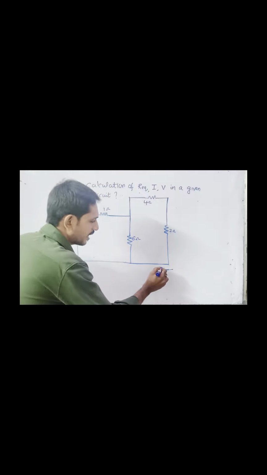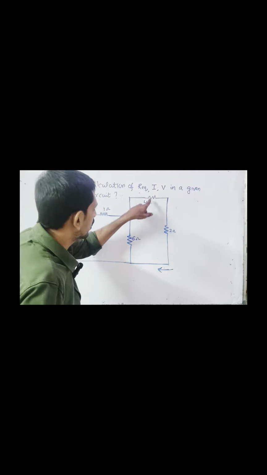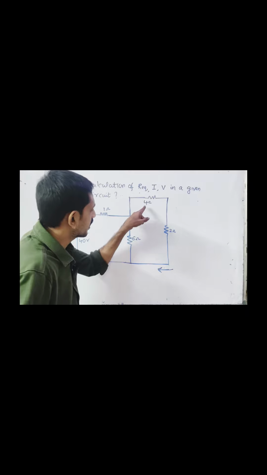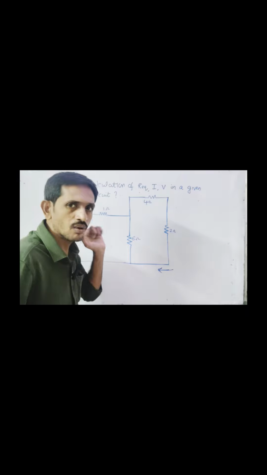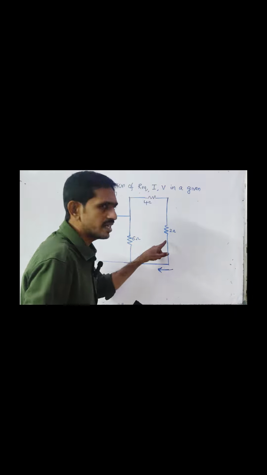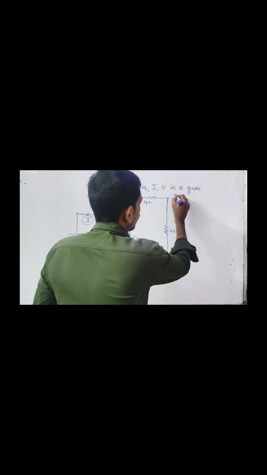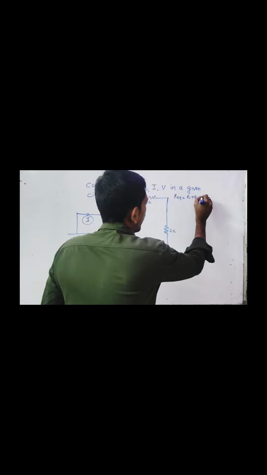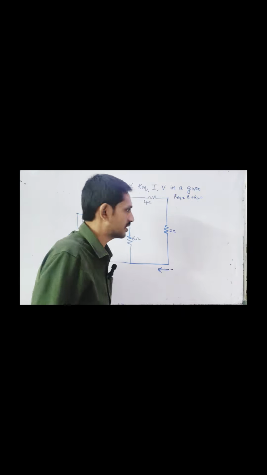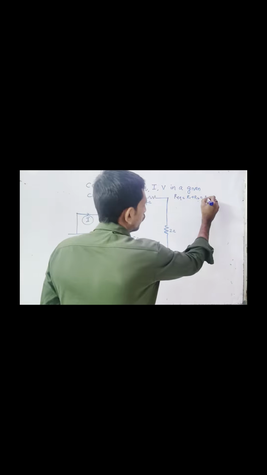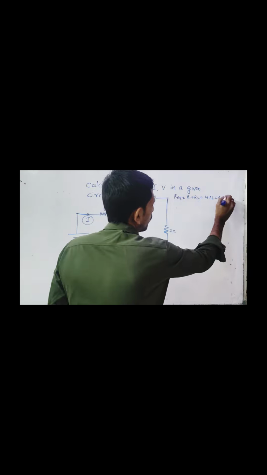If you come from this side, what about this 4 ohm and 2 ohm? They're in series, because the same current flows through the 4 ohm and 2 ohm. You know the formula: when two resistors are in series, R equivalent is equal to R1 plus R2. We need to add both resistors if they are in series. So 4 ohm plus 2 ohm is equal to 4 plus 2, that is equal to 6 ohm.